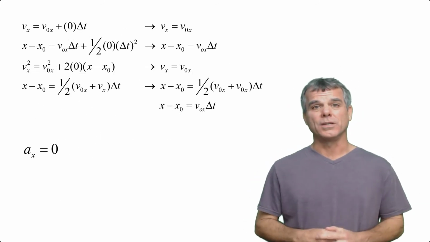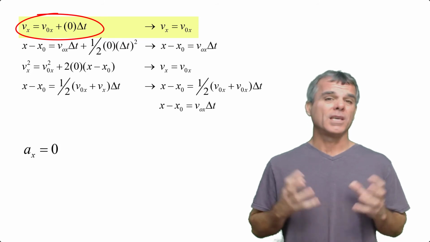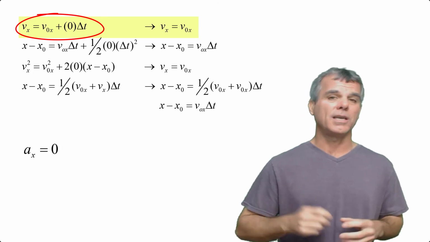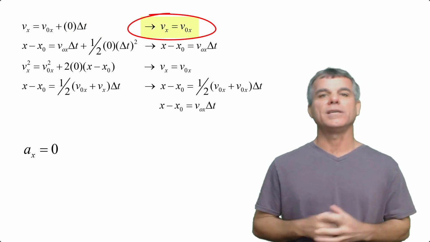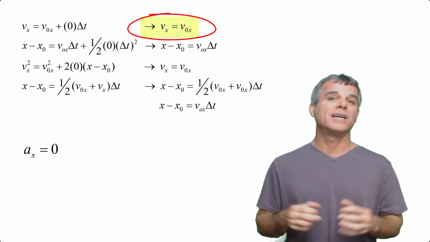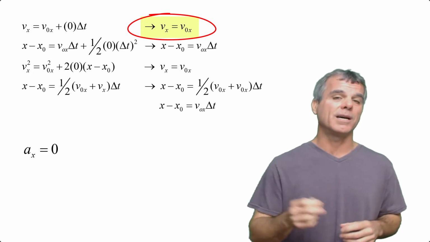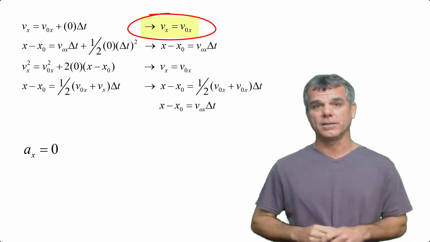Well, that first equation, Vx equals V naught x plus Ax times delta t. If I put in that acceleration in the x direction is 0, what I get is Vx equals V naught x. So the velocity in the x direction does not change the entire time the object is in the air, and gravity is the only force acting on it.